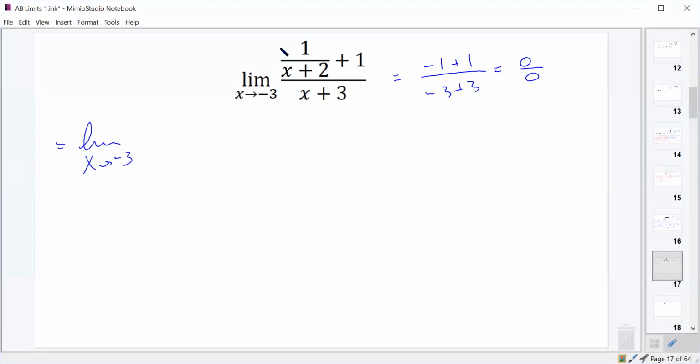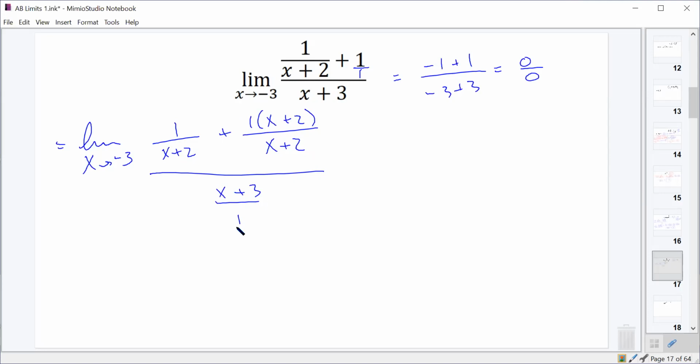Well, let's get a common denominator for the numerator. Well, 1 is just 1 over 1, right? So the common denominator is just going to be x plus 2. So we're going to have 1 over x plus 2 plus 1 times x plus 2 over x plus 2 all over that x plus 3. And I'll put that over 1 so that I recognize I'm going to multiply by the reciprocal and throw that x plus 3 into the denominator. Everybody good there?